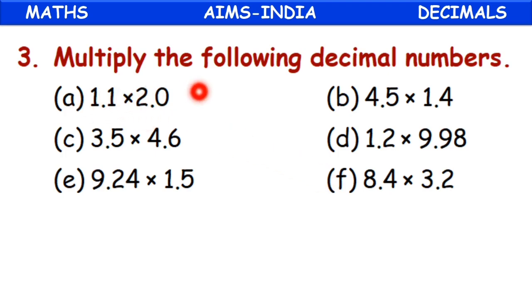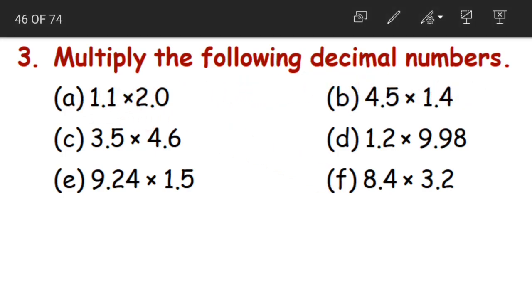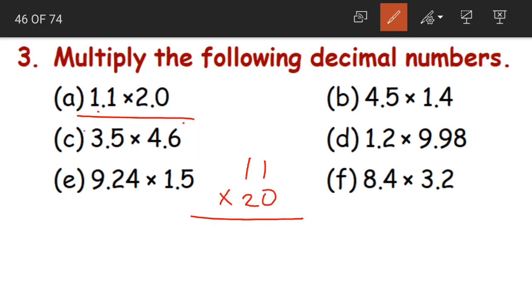Now, let us multiply the following decimal numbers. If we take the first one, 1.1 into 2.0. So it will be 11 into 20. Yes, we ignore the decimal points. 1 zero is 0, 1 zero is 0. Again for 2 we have to place a 0. 2 ones are 2, 2 ones are 2. When we add these together, we have 220.